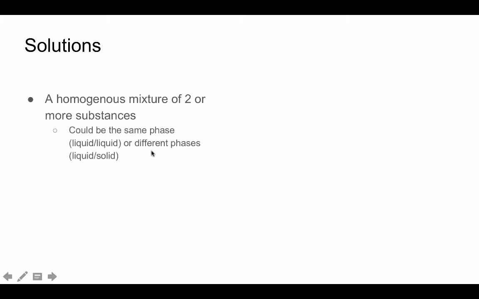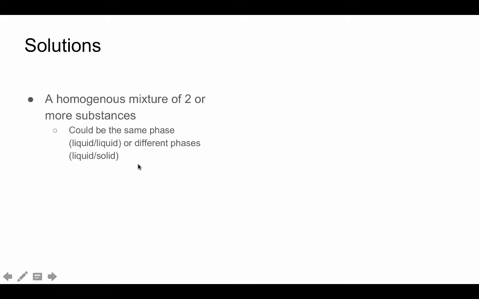Solutions, so again, this is still mixtures. A solution is a homogeneous mixture of two or more substances. So when things are evenly distributed, it's called a solution. And those different parts of the mixture can be the same phase. It can be a liquid and liquid, or they can be a different phase.